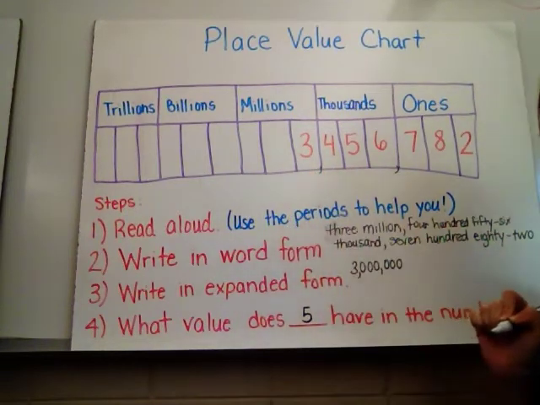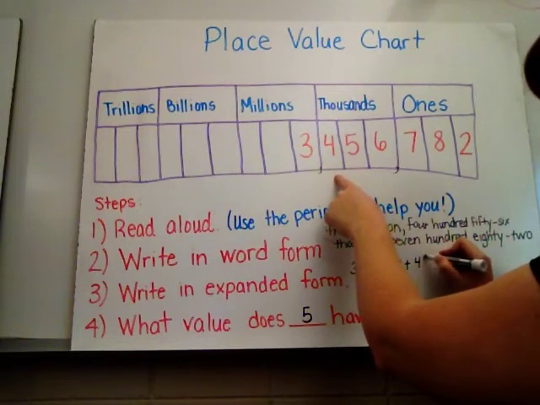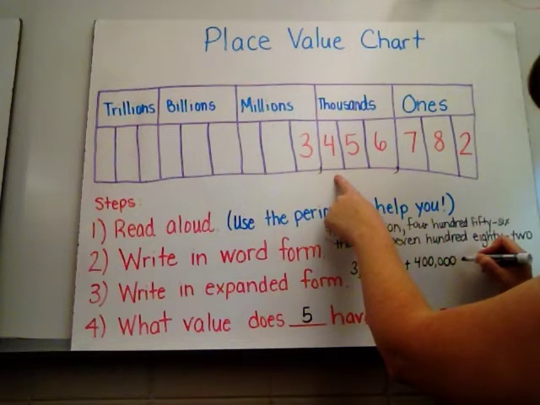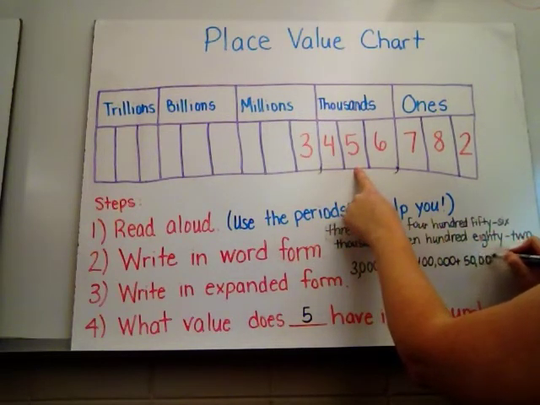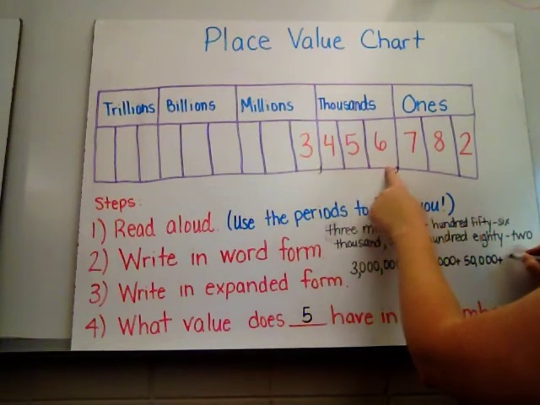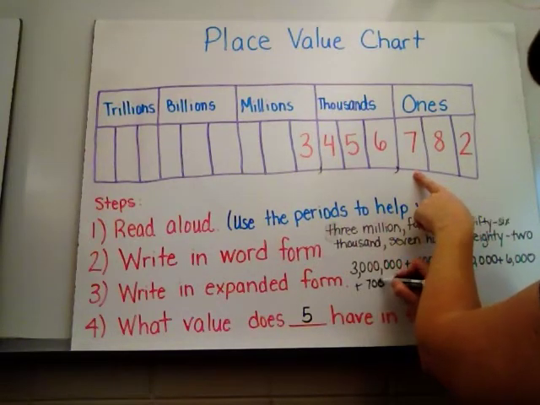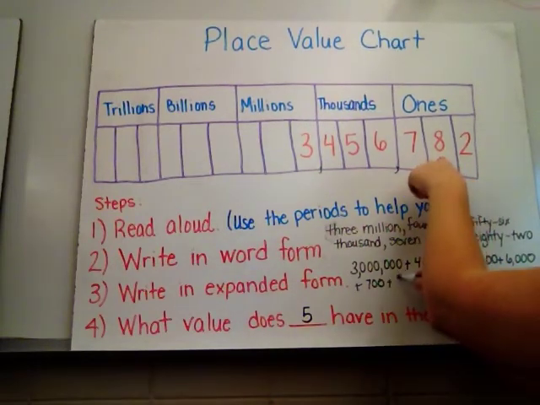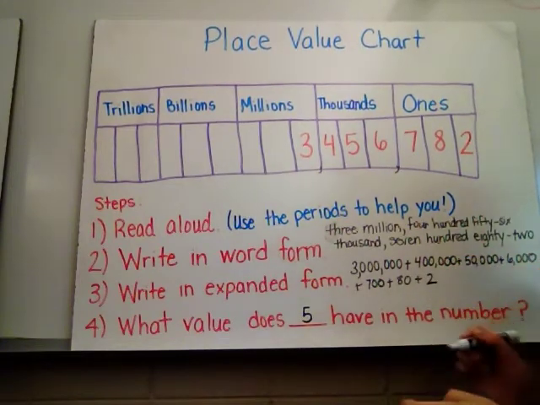So there's 3 million plus 400,000 plus 50,000 plus 6,000 plus 700 plus 80 plus 2. That's our expanded form.